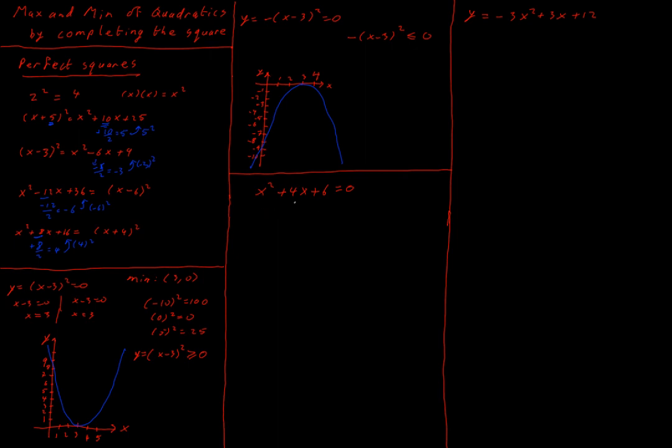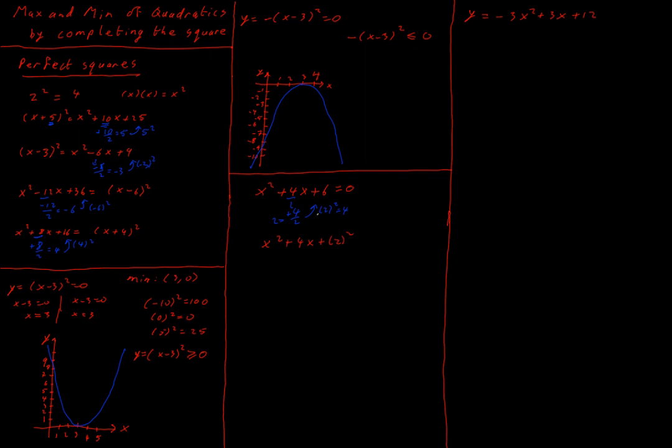Right away, I see that I don't have a perfect square, because for a perfect square, what would I end up with? I would have plus 4 divided by 2, which is 2, and I would want 2 squared on the end. And I don't have that. I have plus 6 instead of plus 2 squared, which would be 4. So what I want to do is form a perfect square. So I want to end up with x squared plus 4x plus 2 squared.